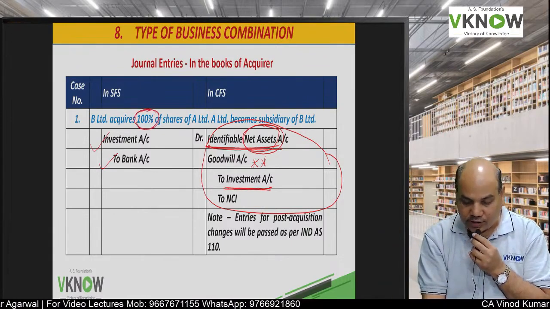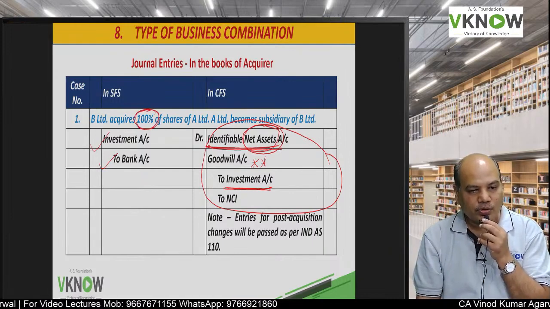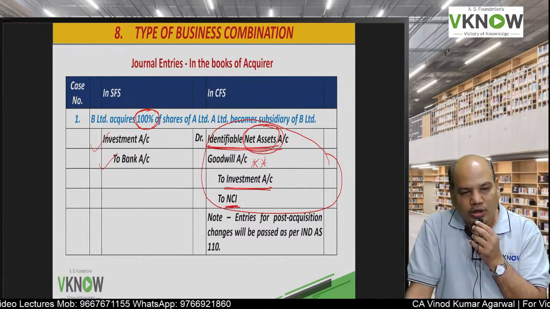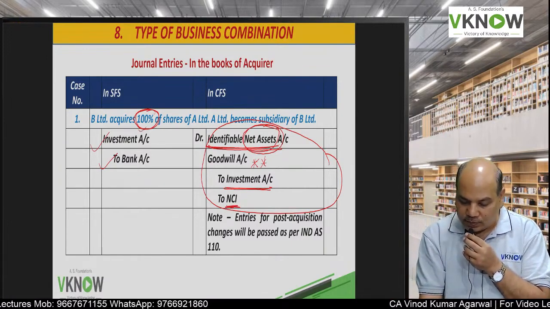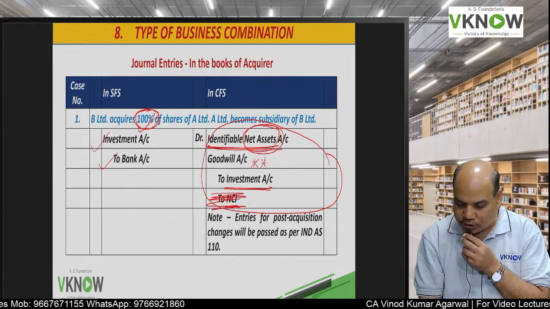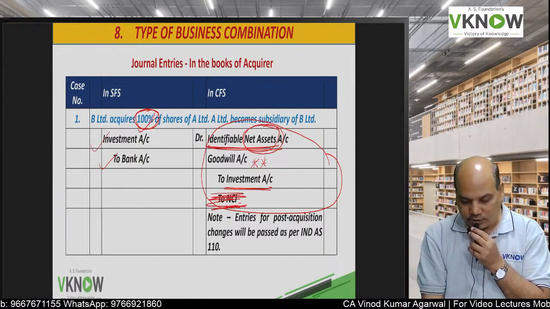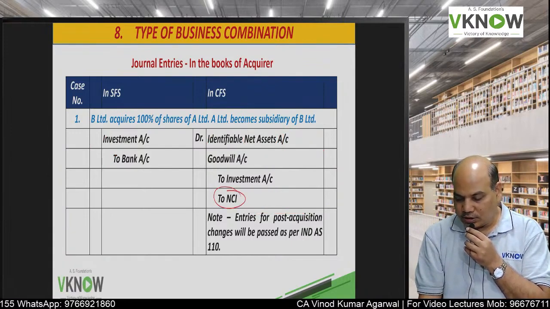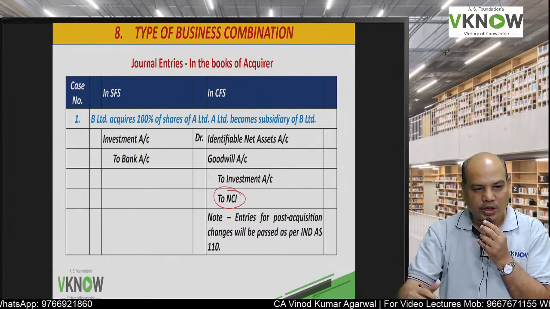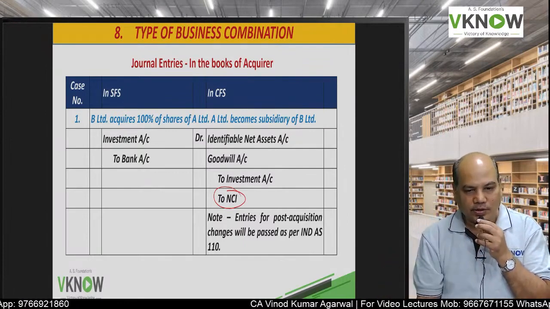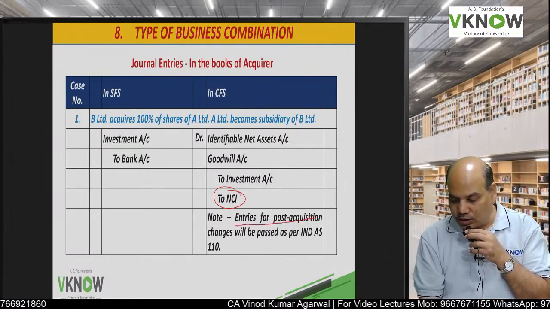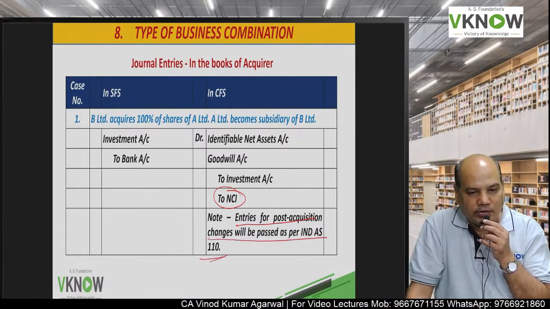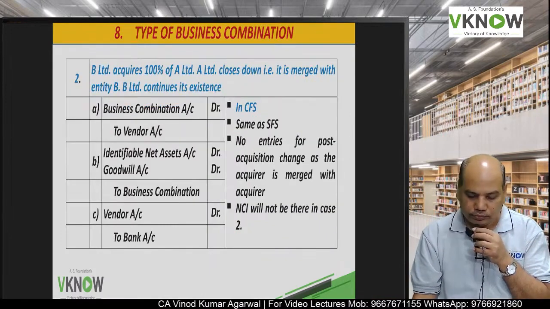Suppose you have acquired less than 100%, then you will credit non-controlling interest also. If you have acquired 100% interest, then there is no need to write non-controlling interest. If you have acquired less than 100%, then you have to write NCI. What about the accounting entry for post-acquisition changes? Further accounting in consolidated financial statement will be covered by Ind AS 110.